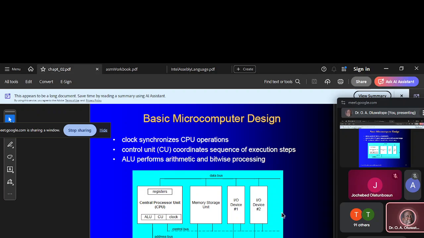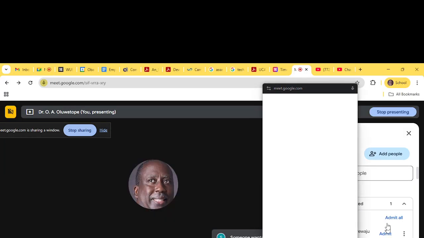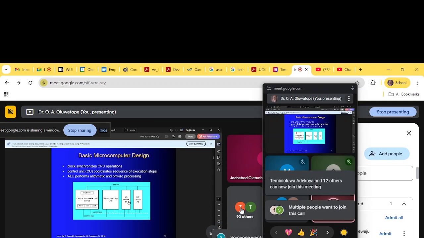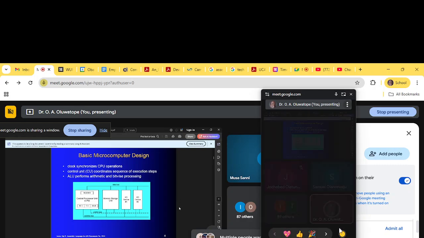So, as I said, the three buses, data, control, and address, are very, very key. And the clock is able to synchronize all of this at the appropriate time. So timing plays a major role in the activity of the microcomputer.